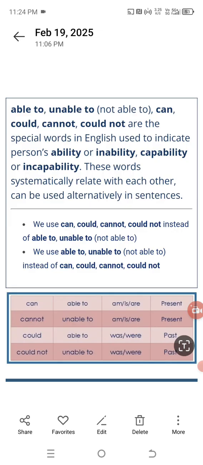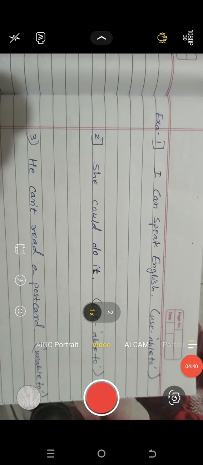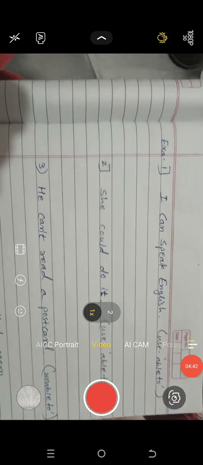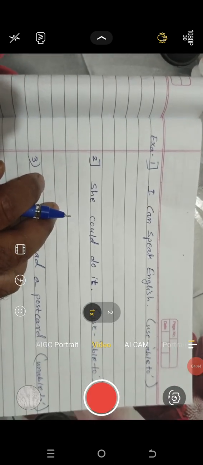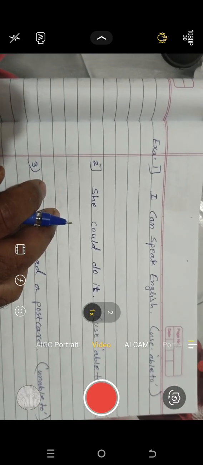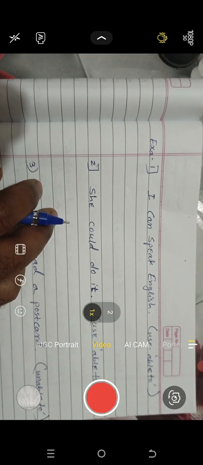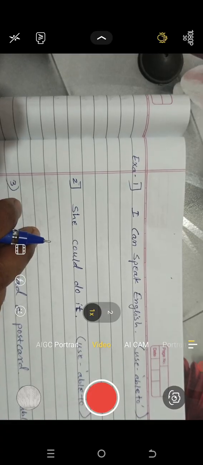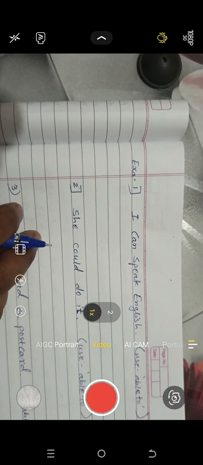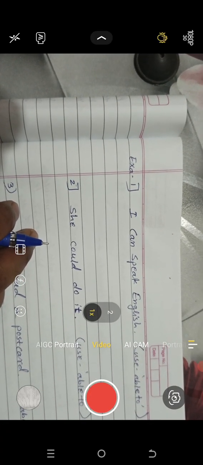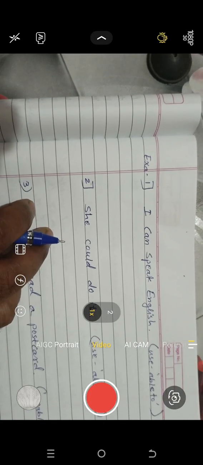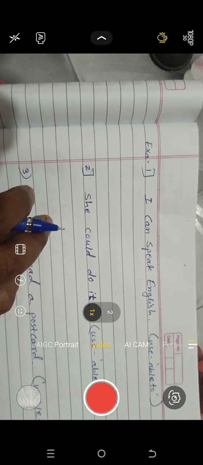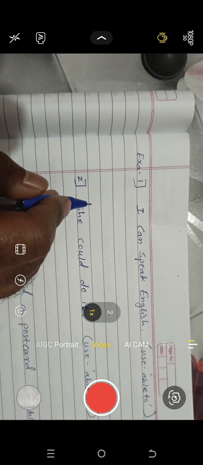Here are some examples we are going to understand. Students, here are some examples we are going to solve. We are going to use able to and unable to in the sentences. The first example: I can speak English, and the suggestion in the bracket is use able to. So we are going to use able to in the sentence.